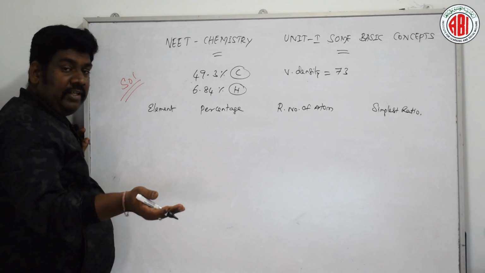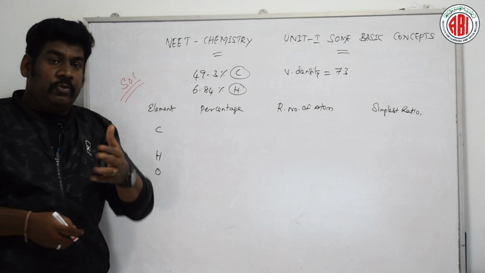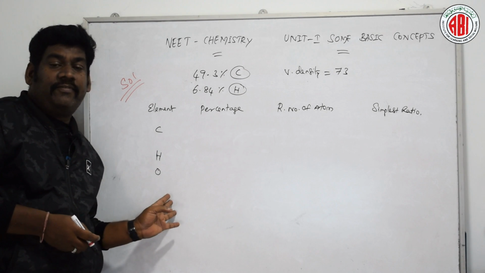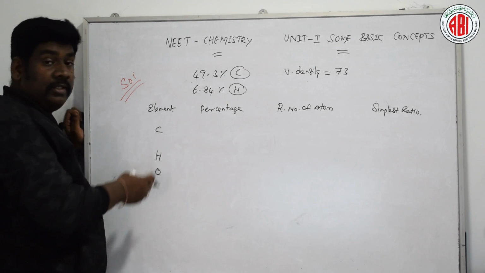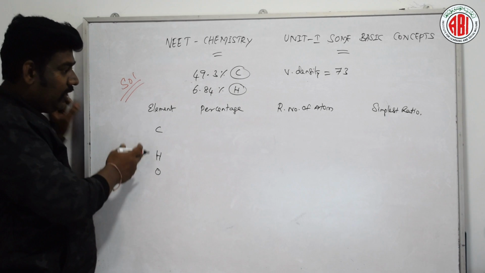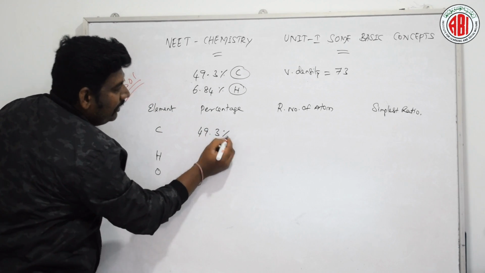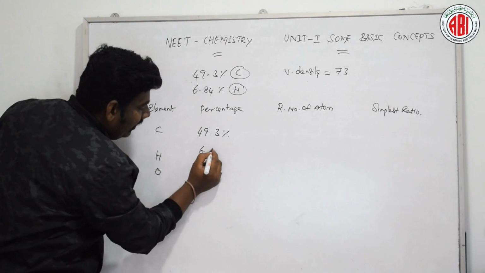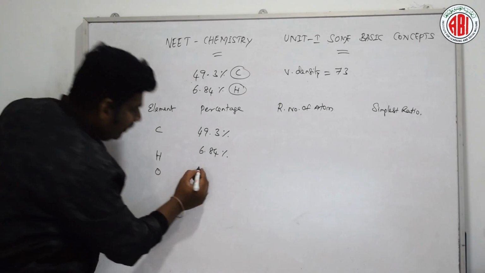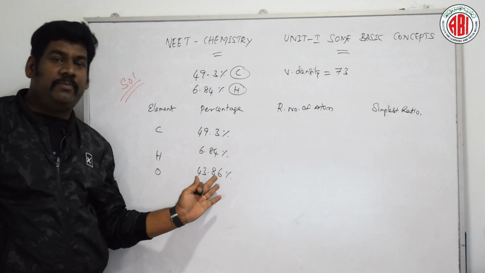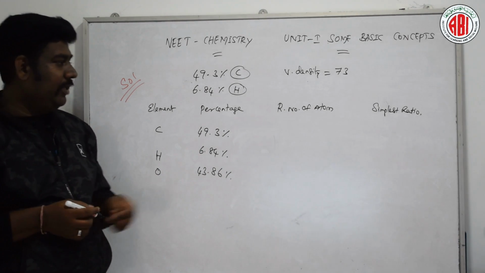The first element: the given compound contains carbon, hydrogen and oxygen, and in the question the percentage of oxygen is not given, so I would like to state it now. So carbon, hydrogen and oxygen. The carbon percentage in the question is 49.3%, hydrogen is 6.84%, and oxygen is 43.86%. These are the percentage compositions of the elements in the compound. Now let us find the relative number of atoms.